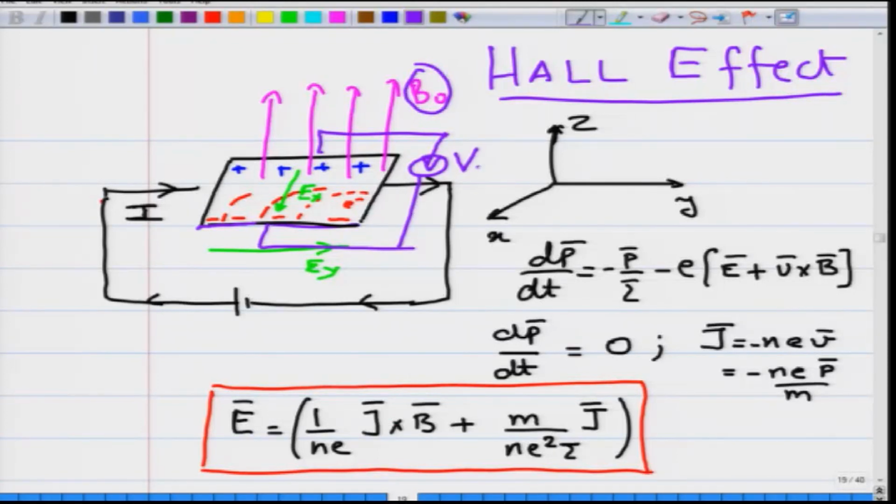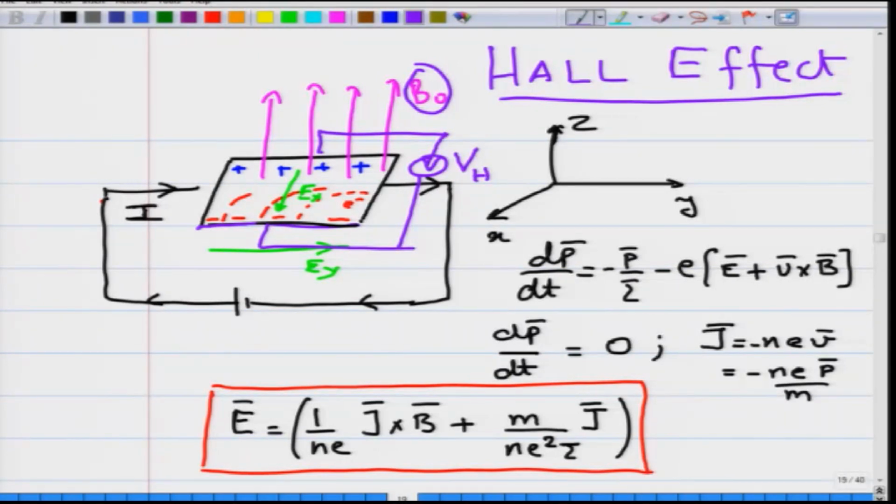This voltage that you measure is the Hall voltage, which is transverse to the direction of the flow of current. The current is flowing from left to right, and the electric field or voltage that you are measuring is perpendicular to that direction, and this is the Hall effect phenomenon.